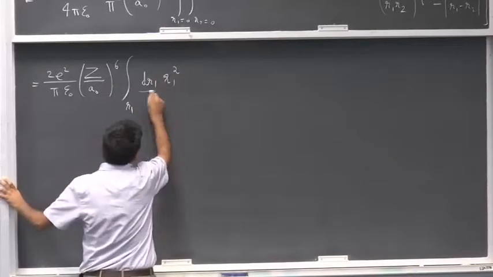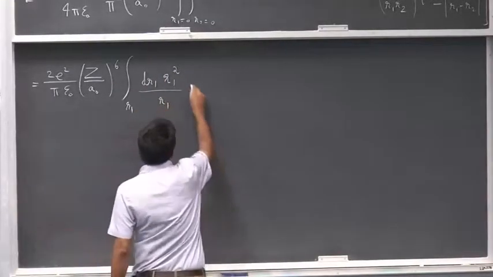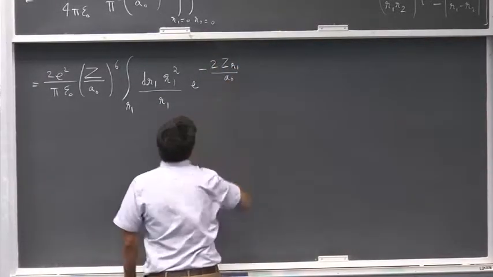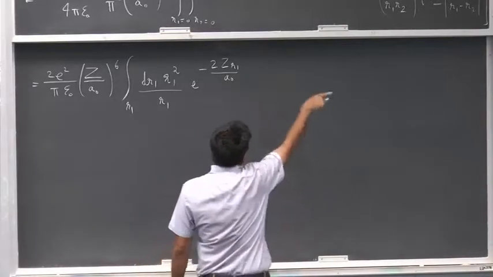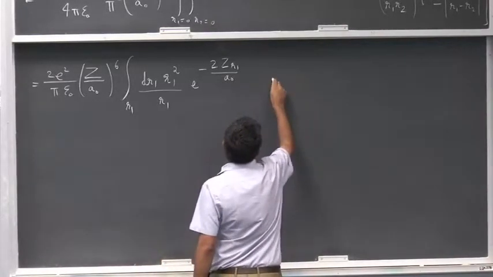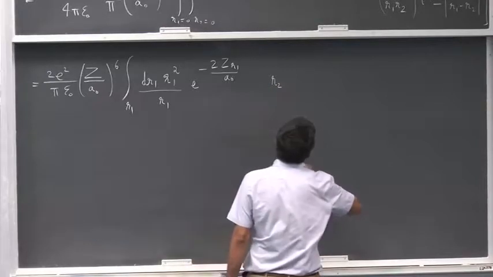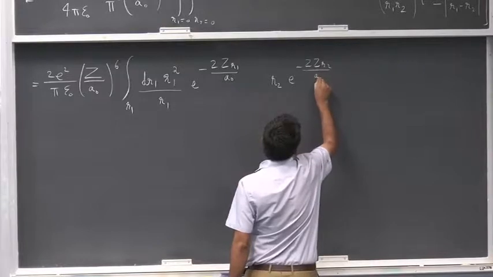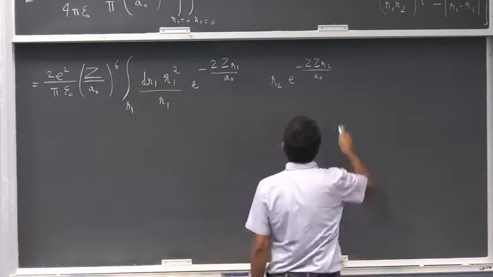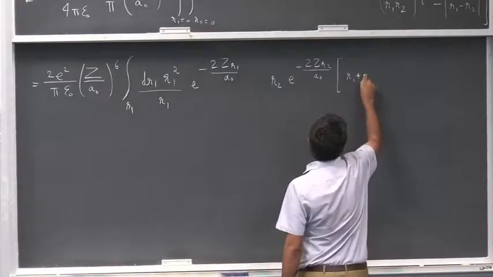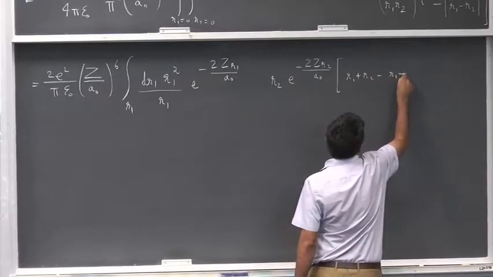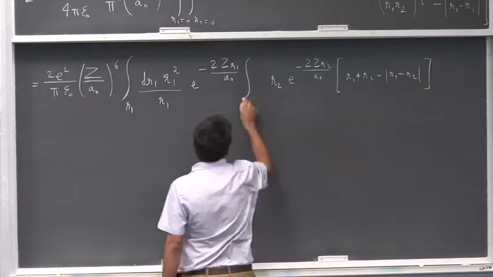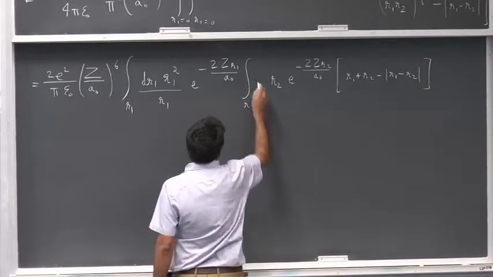Now R1 can just come out over here. E^(-2ZR1/a0). Now you have R2 squared over R2, which is R2. E^(-2ZR2/a0). We have R1 plus R2 minus R1 minus R2, and then you have a sum over R2 here.